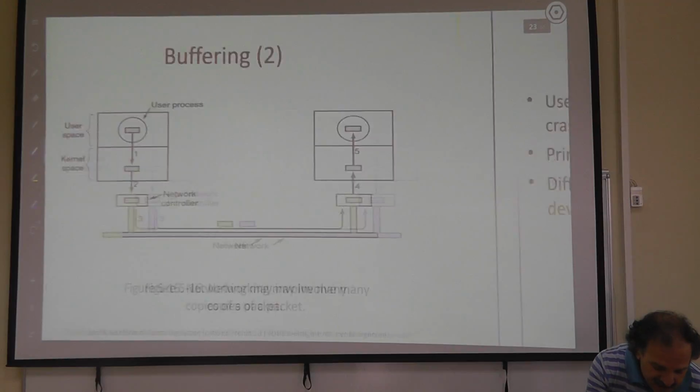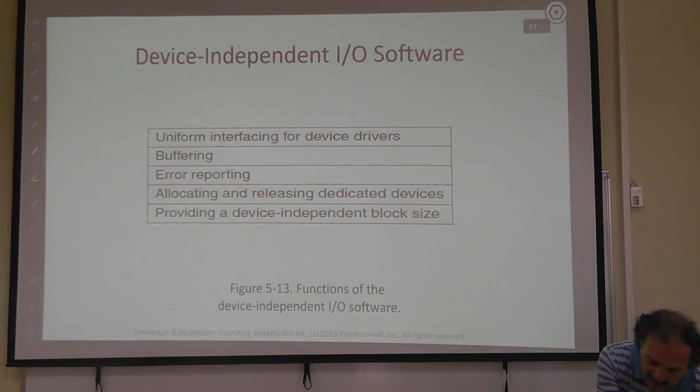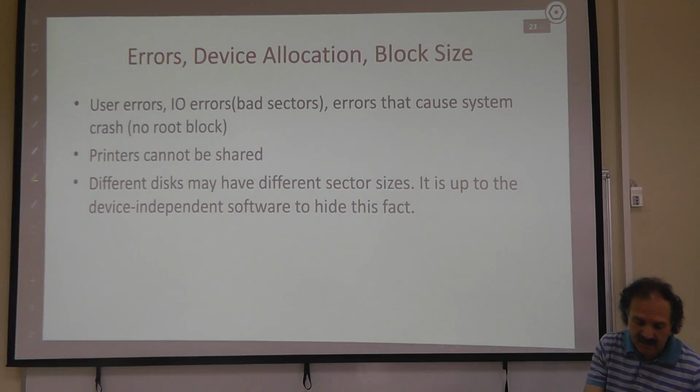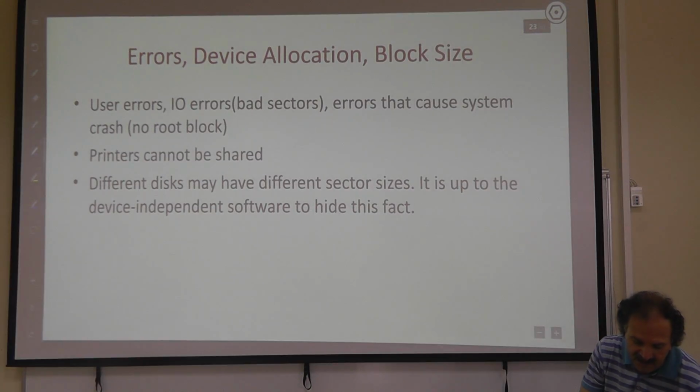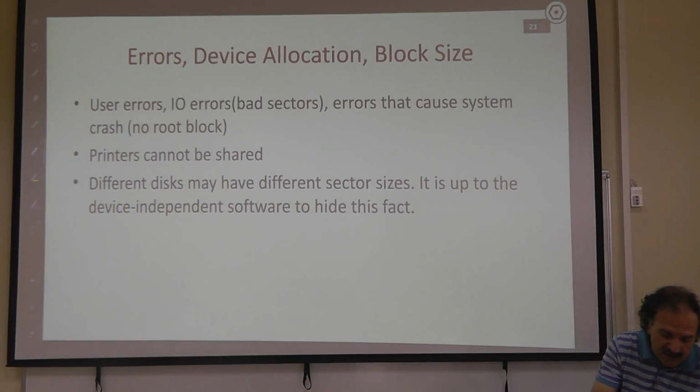Again, remember we were talking about this device-independent I/O software. We talked about uniform interfacing, buffering, and error reporting, and we are going to talk about error reporting and these two: errors, device allocation, and block size. So these are some of the issues with the device-independent I/O software.